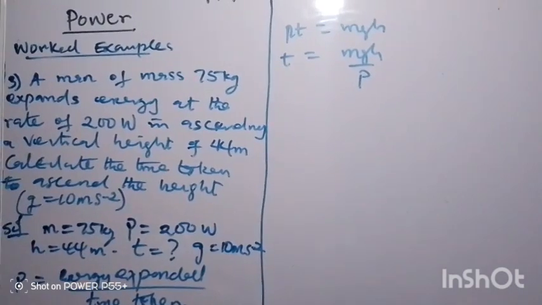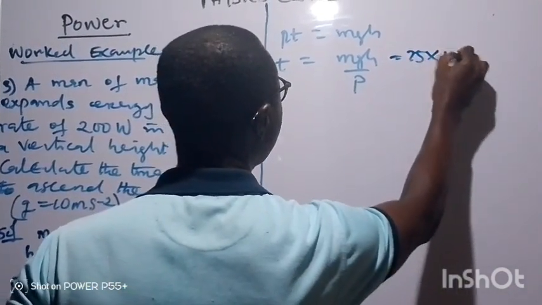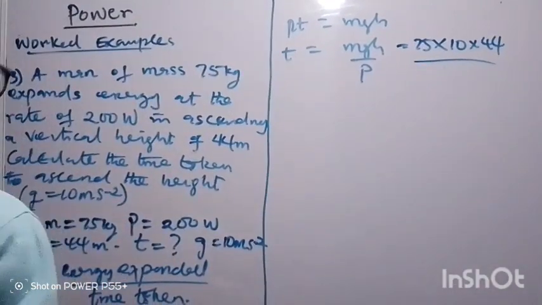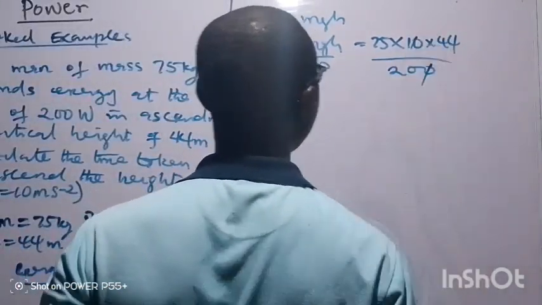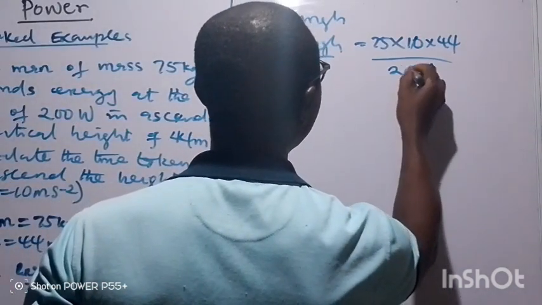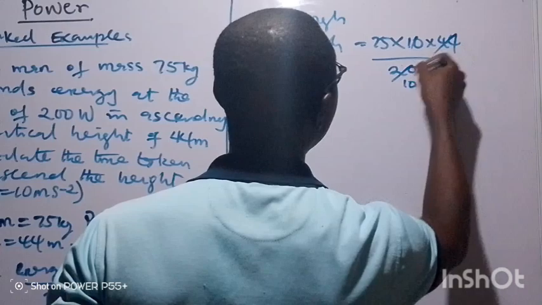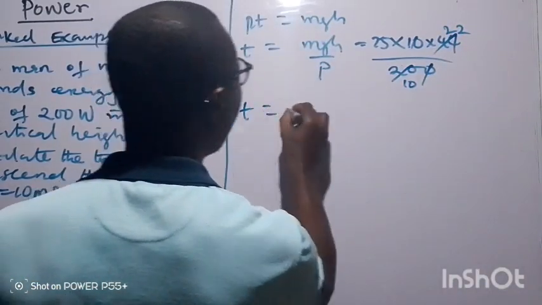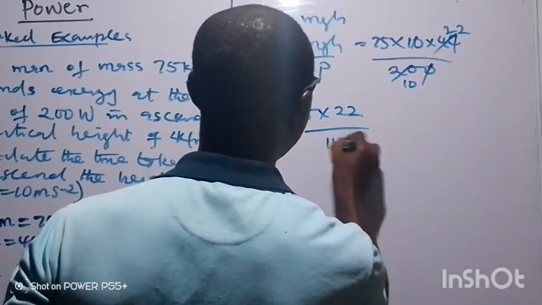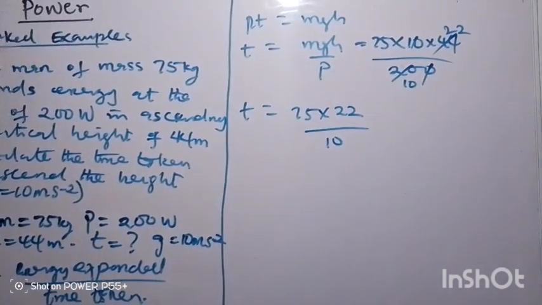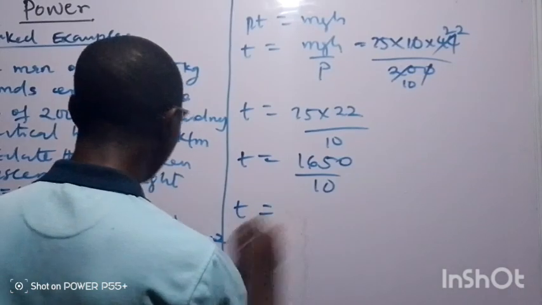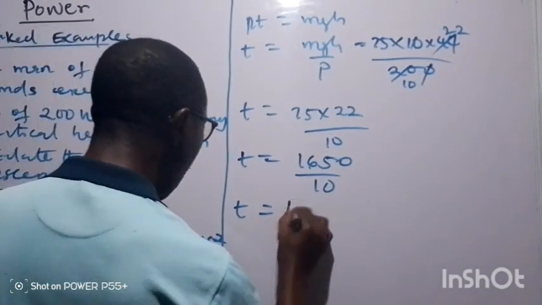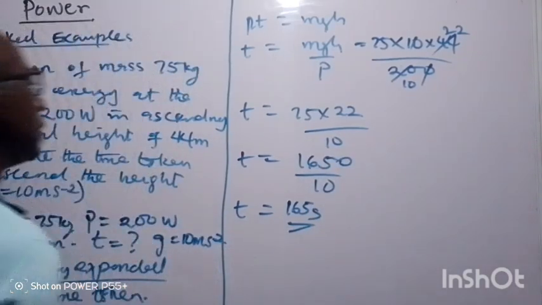So substituting all these values now. Mass is 75. G is 10, height is 44, and power is 200 watt. So, 0 will cancel 0, and that will be 2 here, that is 10, 2 here, that's 22. So time now will be equal to 75 multiplied by 22 over 10. Time is equal to 1650 over 10. Then the time taken to ascend the height will be equal to 165 seconds. That's 165 seconds. Let's take this one as example 4.